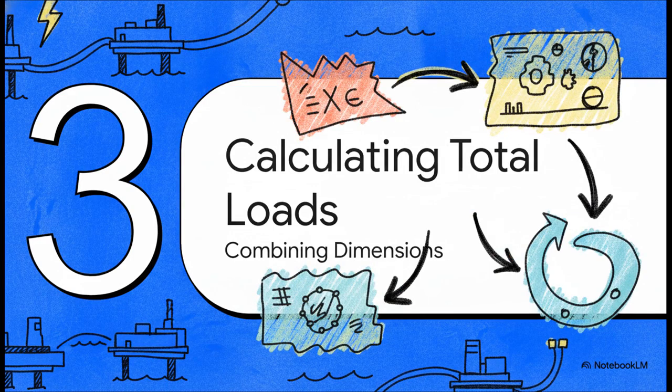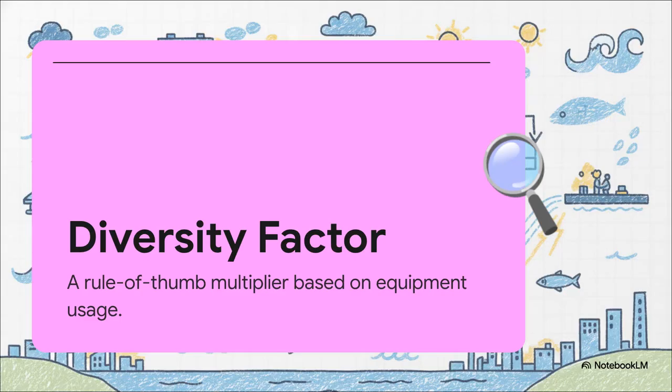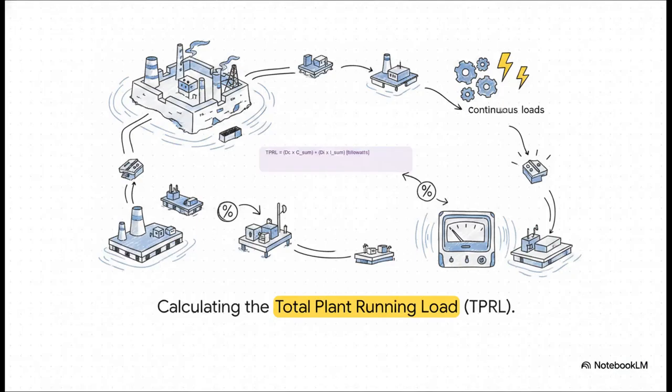Section 3. Calculating total plant loads by combining those dimensions. To make absolutely sure we don't end up with an oversized grid, we apply what's known as a diversity factor. It's essentially a rule of thumb multiplier based on how the equipment is used. For continuous loads, we multiply by 1.0 because, well, they're always on. For intermittent loads, we might multiply by 0.5, basically cutting their assumed power demand in half. And for standby loads, we use a factor of 0.0 for our normal day-to-day operation estimates because they just aren't running. So, the real magic number here is the total plant running load, or TPRL.